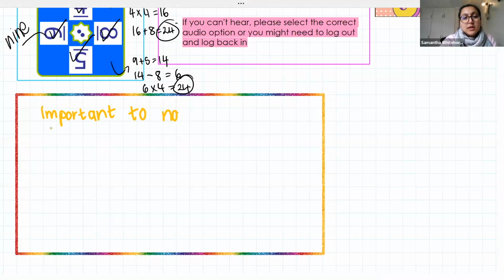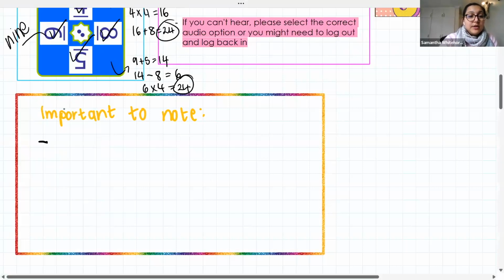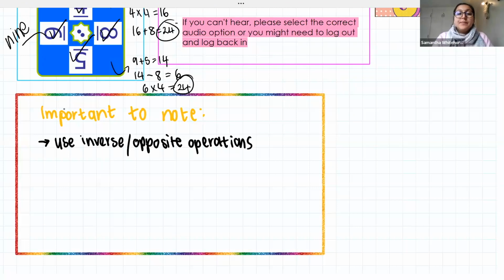And the most important thing that we have to take note of when we start solving equations is the fact that, very importantly, we need to be using inverse operations or opposite operations. As we go through some examples, I will explain what this means. But again, we have done a whole course on this. So if you're feeling a bit confused, all of those videos are up there from the start of the term, so you can go and rewatch them.